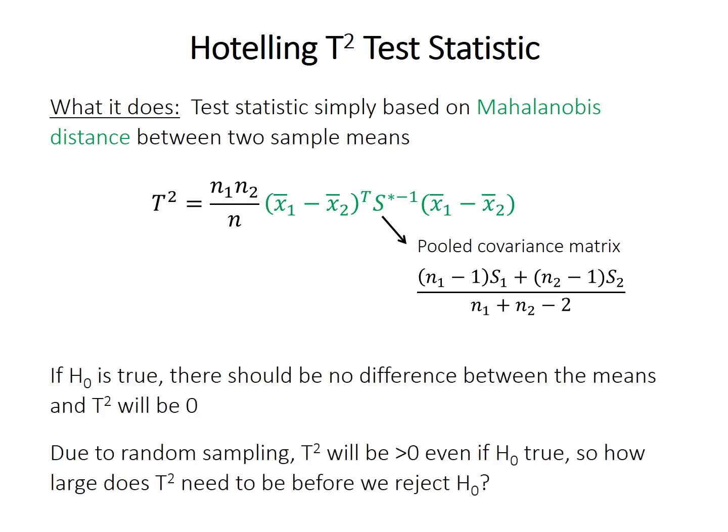If the null hypothesis is true, and the two samples do in fact come from the same population, there should be no difference between their multivariate means, and the t-squared should therefore be 0. Of course, our samples are randomly taken from their population, so t-squared will be greater than 0 just by random chance. But as with all tests, we want to know how big can the t-squared value be before we will reject the null hypothesis that they do come from the same population.